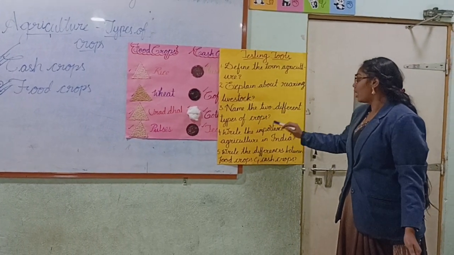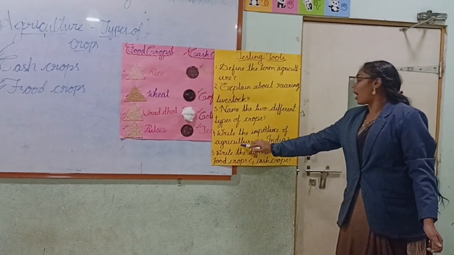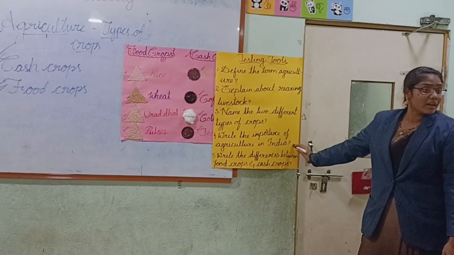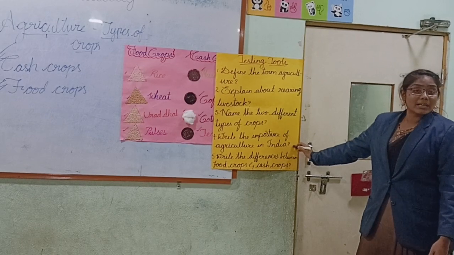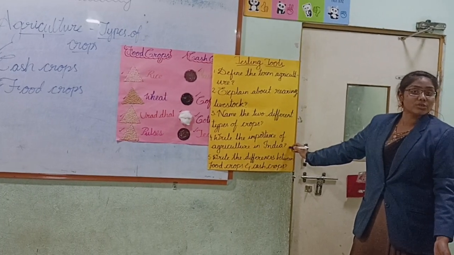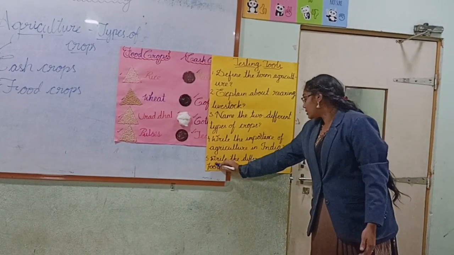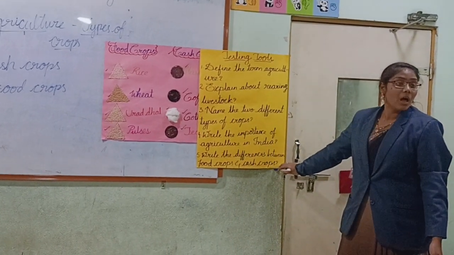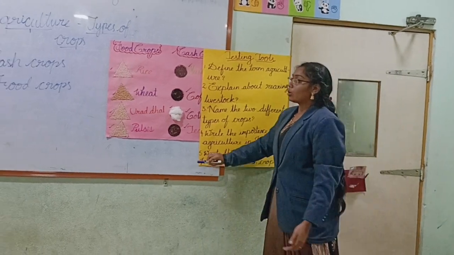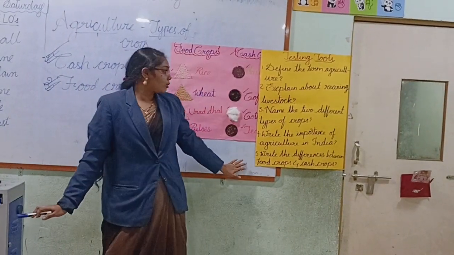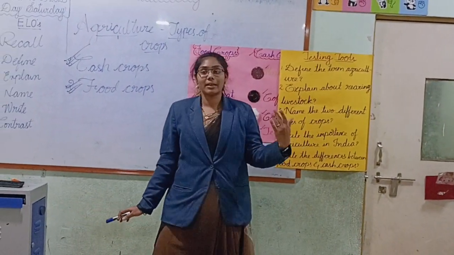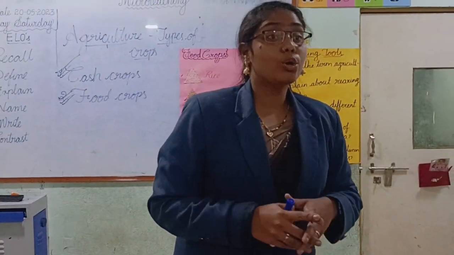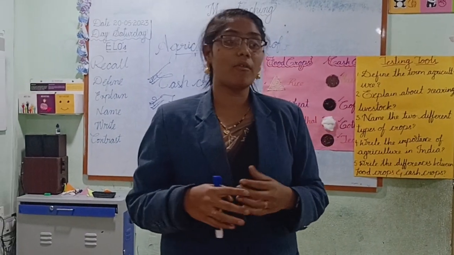Write the importance of agriculture in India. Agriculture is the main occupation in our country, as we already know. Why is it important and why is it the main occupation? You have to write the reason. Next, write the differences between food crops and cash crops. You have to write contrast. Now today's home fun is, if you get a chance to grow a crop, which type of crop will you grow?